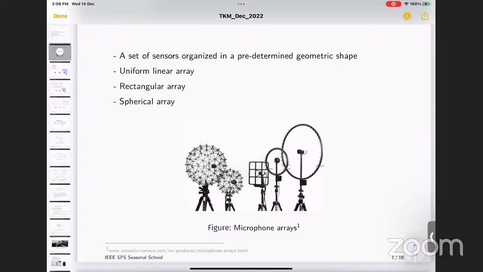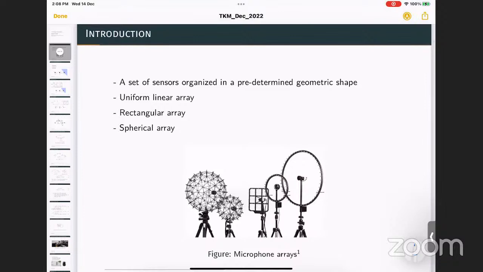What we're talking about is an array. Array means we have a set of sensors which are arranged in a predetermined geometric shape. That shape can be a linear array, in which we have a set of sensors arranged in a line. It can be a rectangular array, a circular array, a spherical array, or an array in which the sensors have been placed in some specific manner, which is not a very defined shape. Understood? If you see this picture, this is a spherical array of microphones. This is a circular array of microphones. We have a rectangular or square array of microphones.